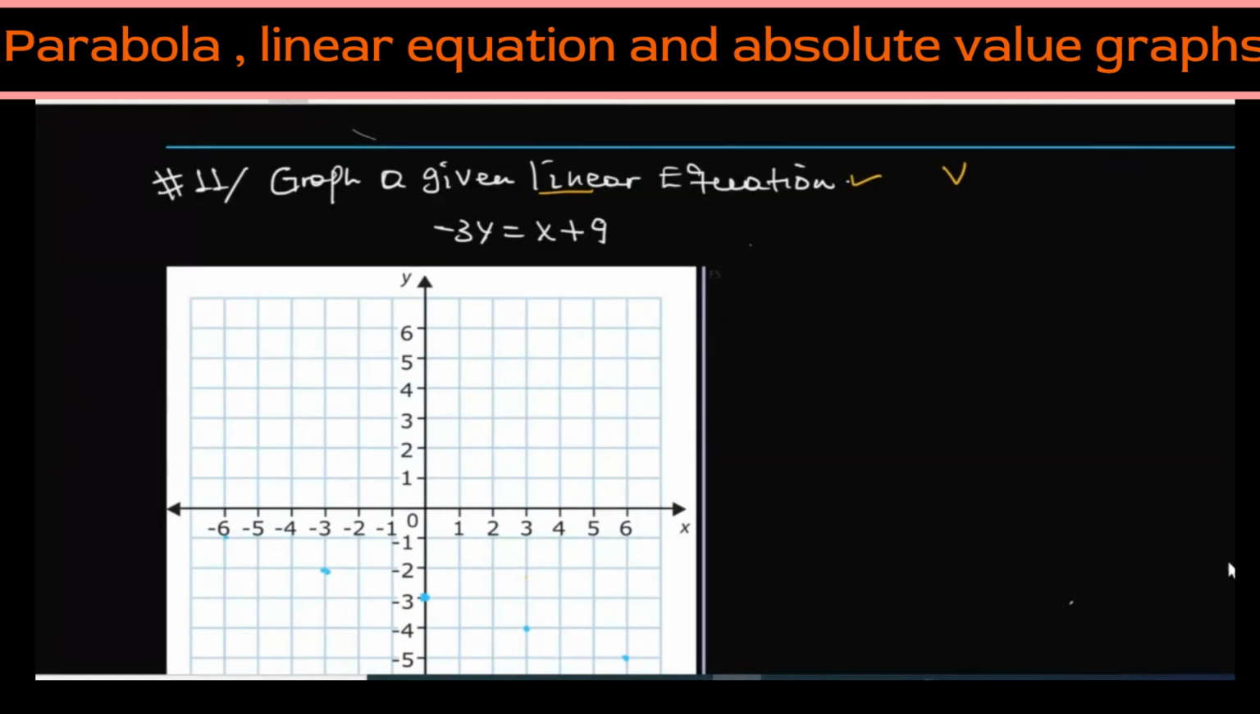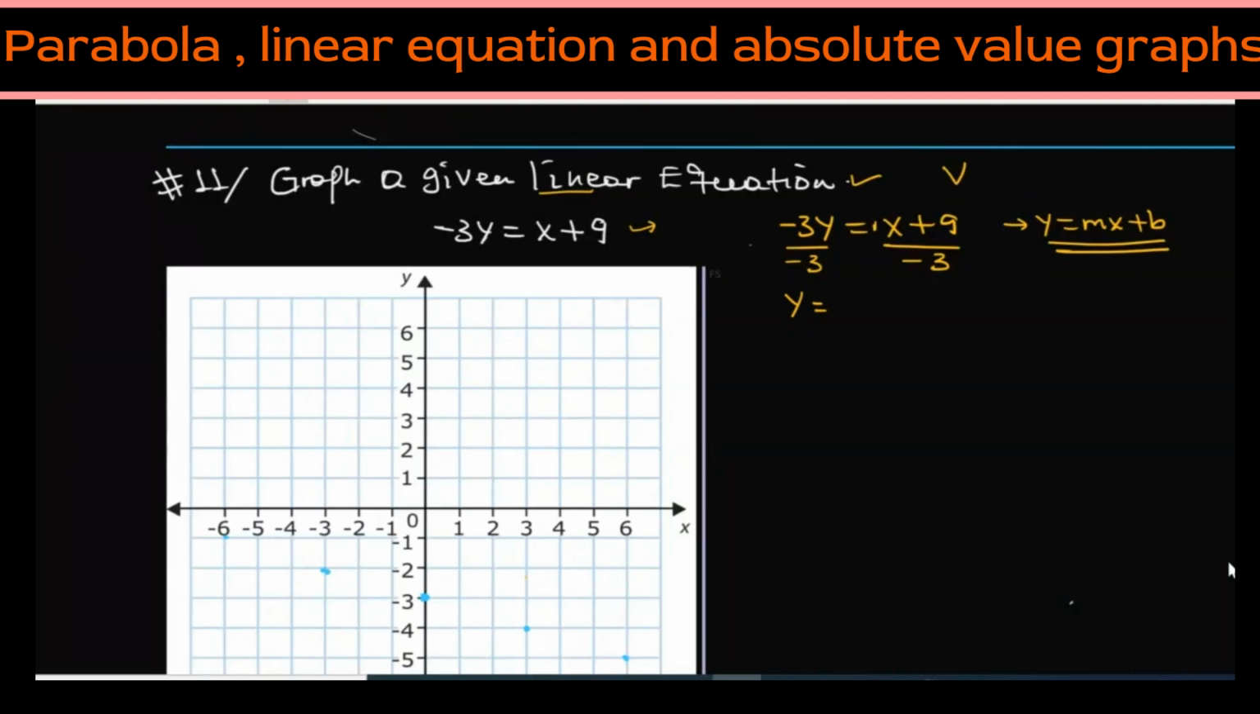So first of all, before you write anything, I recommend writing this equation into the formal slope intercept form. What is the slope intercept form? You have 3y is equal to x plus 9. You have to solve for y, so that you will have y is equal to mx plus b. You have to recognize this is the slope intercept form. To do so, all you have to do is divide both sides by -3.